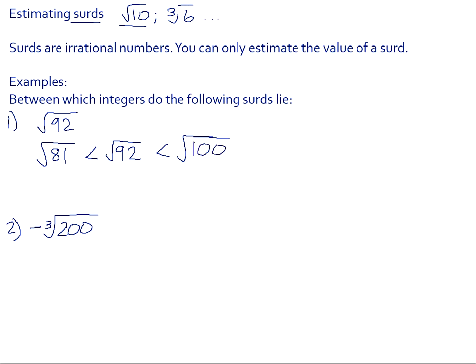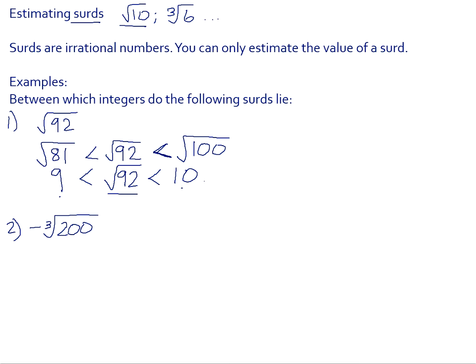So the square root of 92 will be bigger than the square root of 81, but it will be smaller than the square root of 100. In other words, it will lie in between 81 and 100. So the square root of 81 we can find, it's 9. And the square root of 100 we can find, it's 10. So in other words, the square root of 92 lies somewhere in between 9 and 10. It will be 9 comma something.